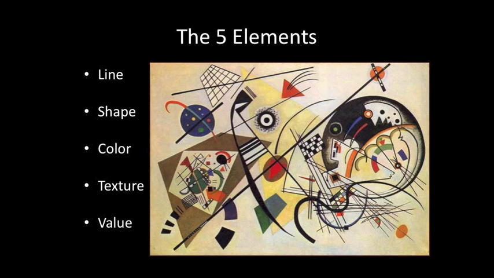This painting by Wassily Kandinsky contains all 5 of the elements. Let's review. The 5 elements of art are line, shape, color, texture, and value. Take a few moments to look at this painting and see if you can find all 5 of those elements inside.